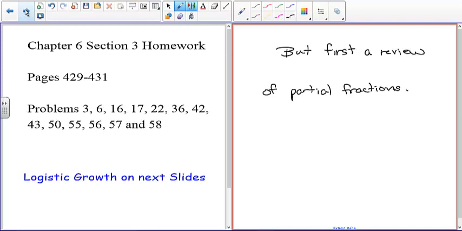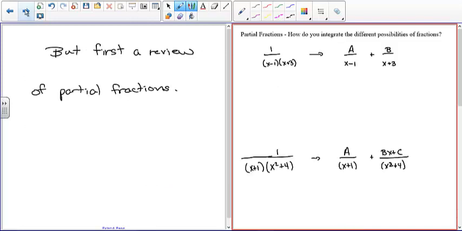The second part of section 3 is talking about logistic growth. Logistic growth is like exponential growth, except you don't have an unlimited supply of food, if you want to talk about it in terms of animals. As long as you have an unlimited supply, the population of something grows exponentially. That's what's happening to the human race at some point. But at some point we're going to run out of resources. So what happens when that occurs?